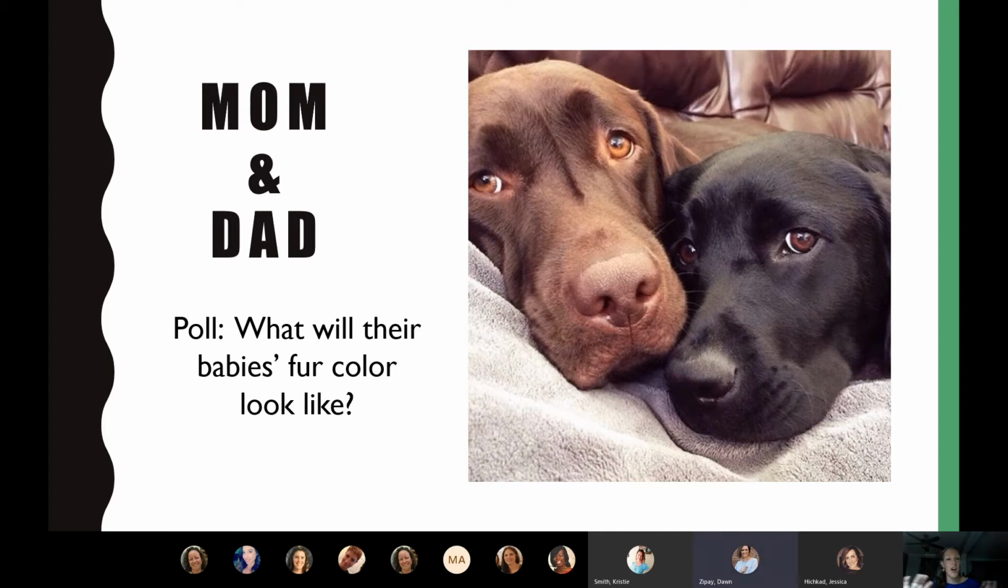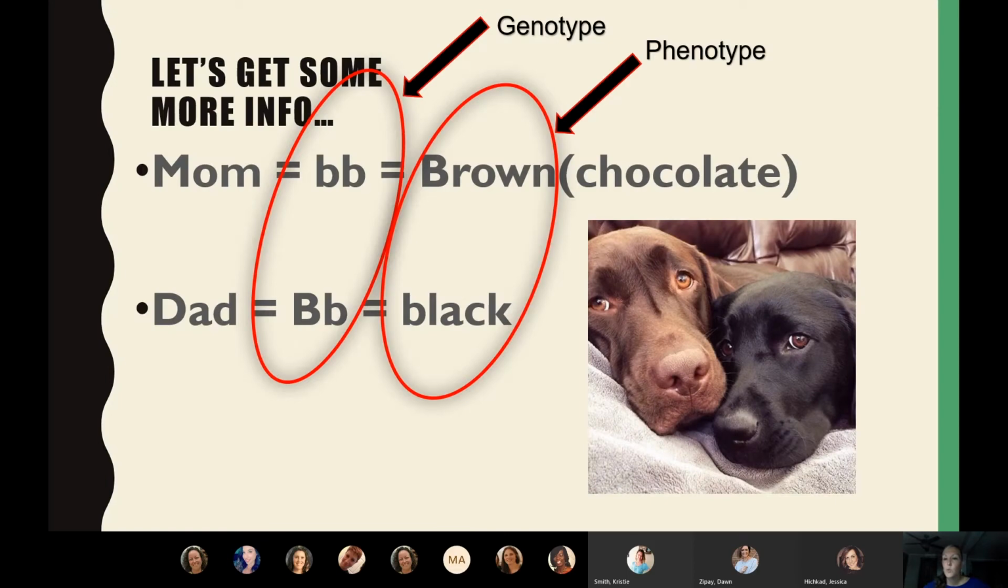Awesome job, guys. All right, so let's take a look at how we will figure out what their kids will look like. We've got to have some information before we can begin creating a model, before we can be creating a Punnett square.